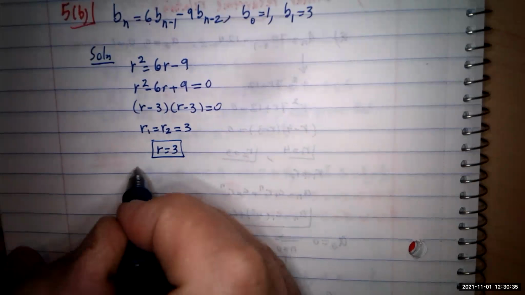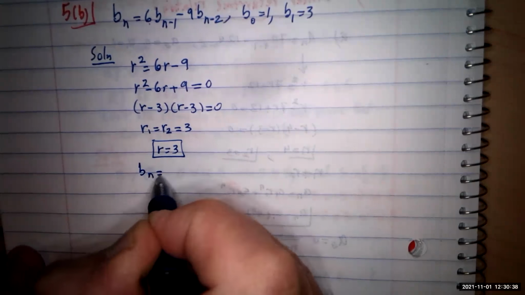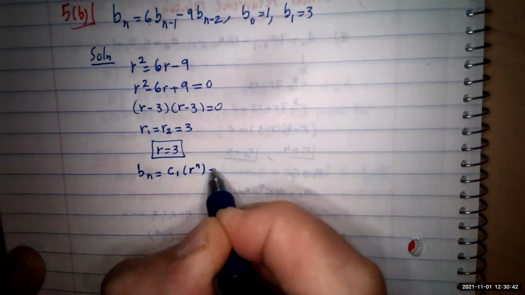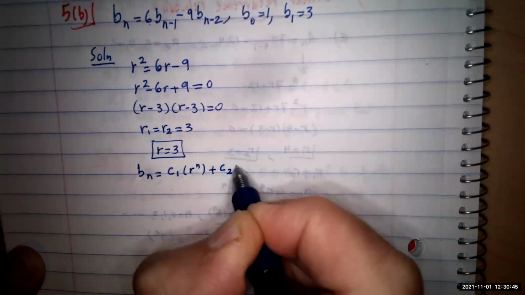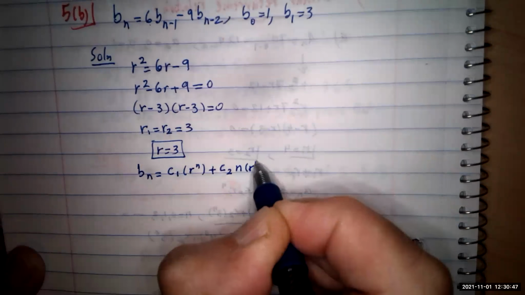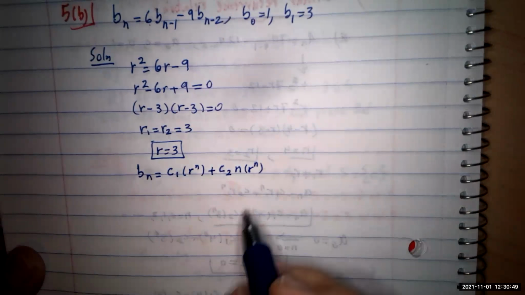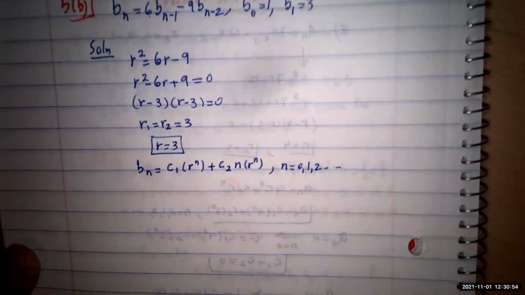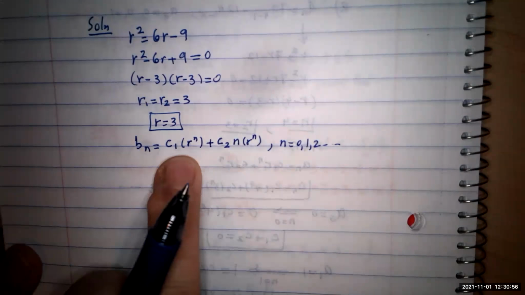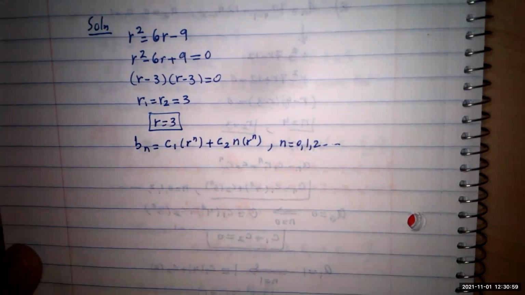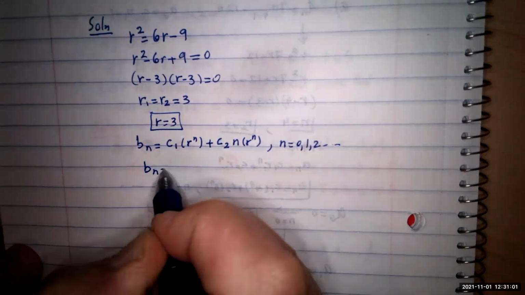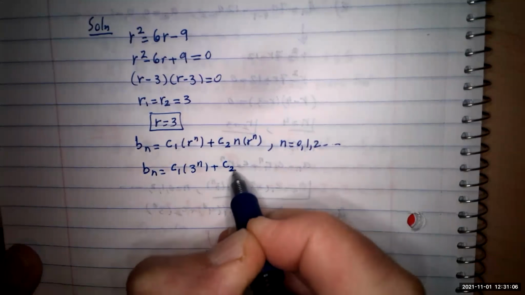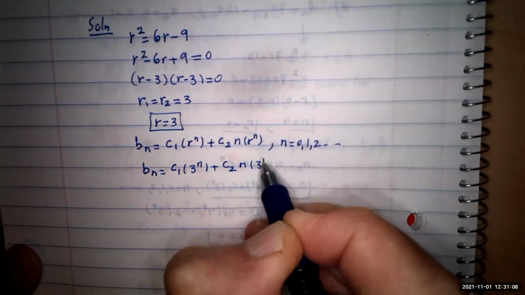And in this case, you know that b_n is what? C1 r to the n is one solution. C2 n times r to the n is the other solution, for n equal 0, 1, 2, etc. Just make sure you use the proper one, the repeated one. Substitute. So that gives C1 3 to the n plus C2 n 3 to the n.